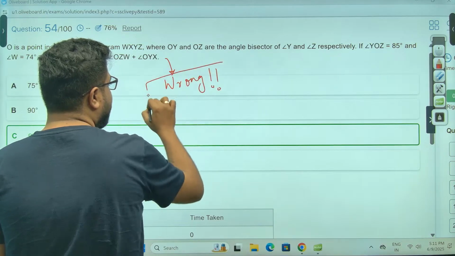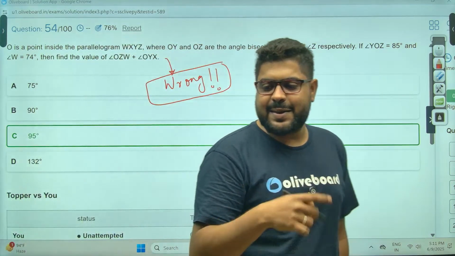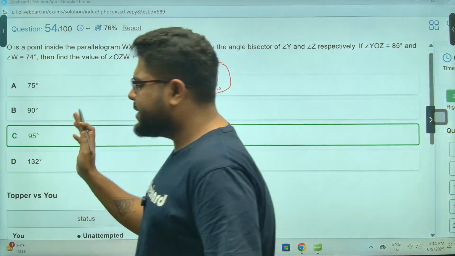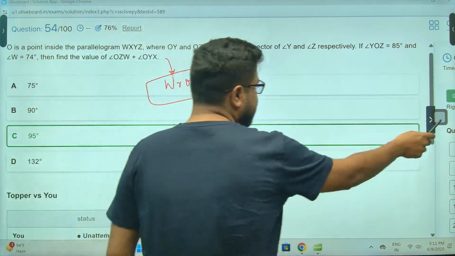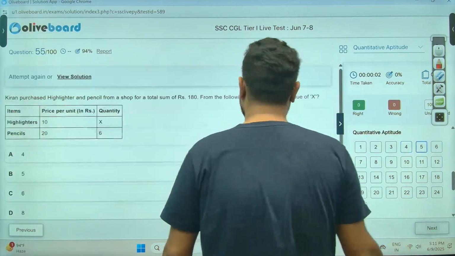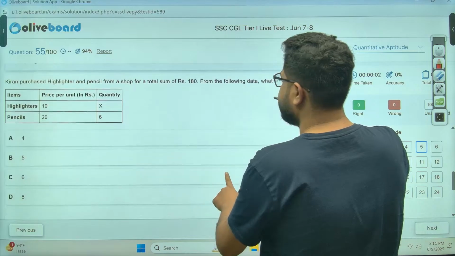Meaning by one property you can get 90, another property is saying 95. So it's better you avoid this. You don't need to do it. It is a mistake from our end.